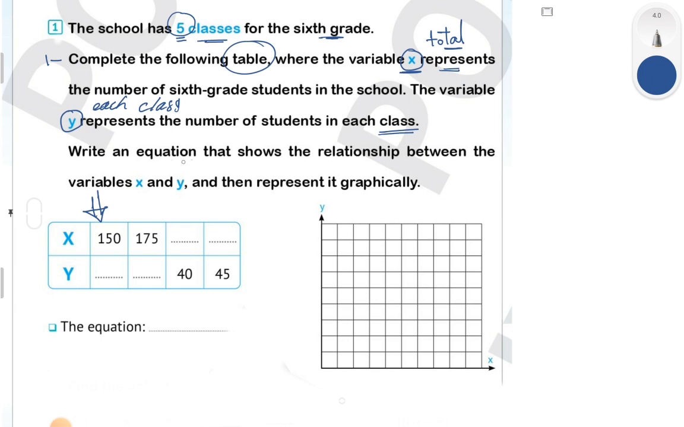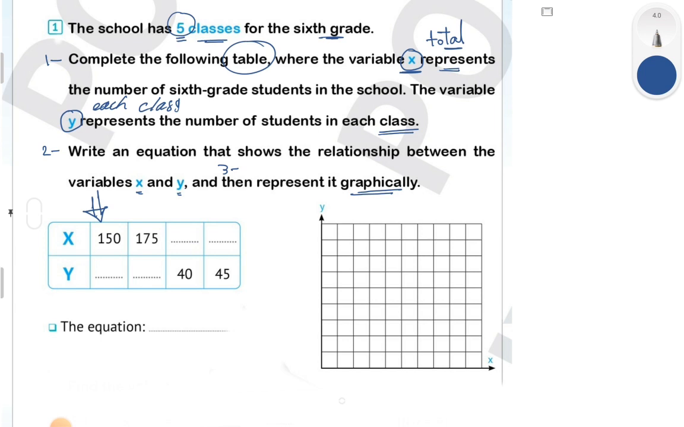Write an equation, that is question number 2. Write an equation that shows the relationship between the variables x and y. Then question number 3, represent it graphically. Now try to study your question.